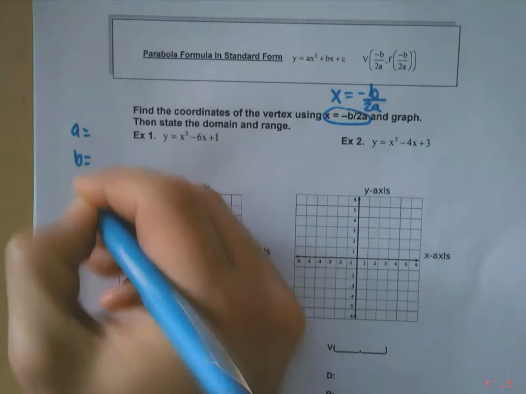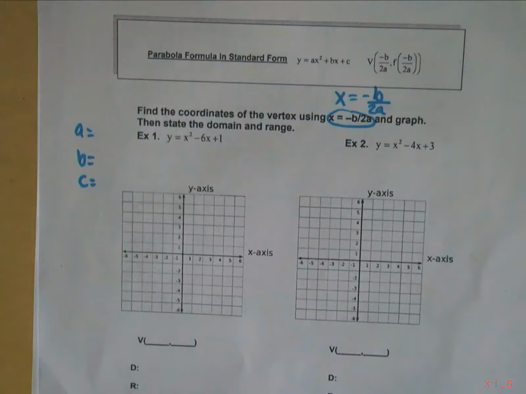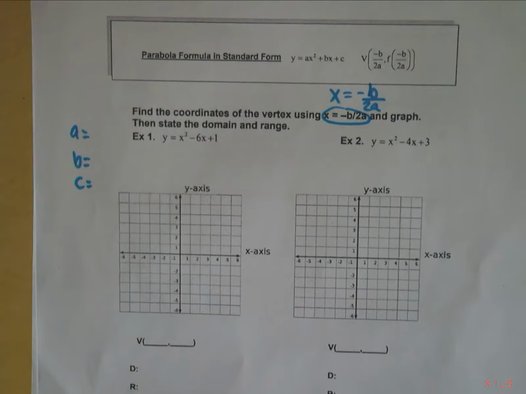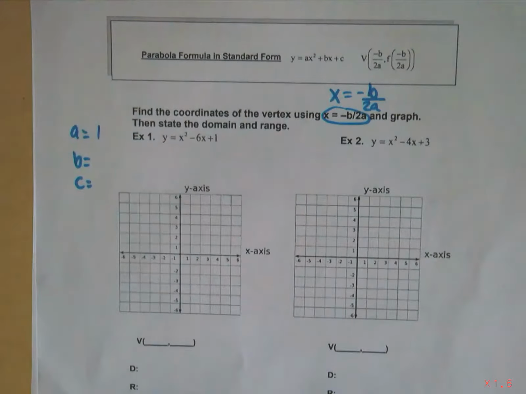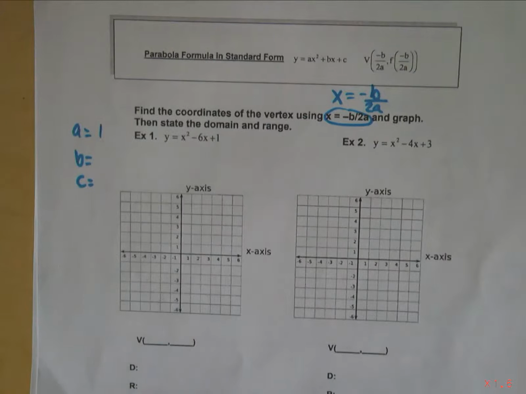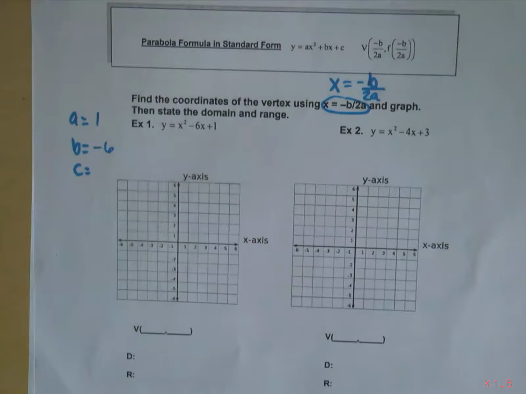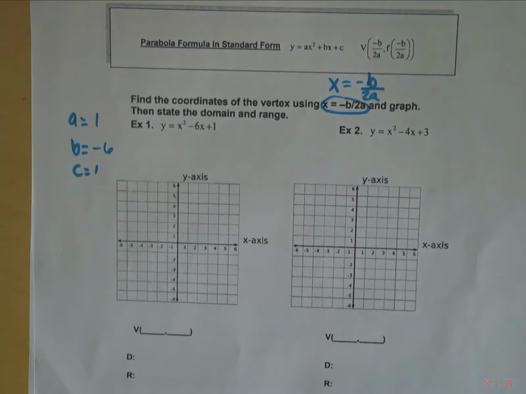a, b, and c. What's the a value? What's the number in front of x squared? What do you got here? Kai, what's the number in front of x squared? 1. There you go. Jasmine, what's the b value? What's the number in front of x? Close. Yep, negative 6. And then the c value, the one that's all by itself, is just 1. Don't really need that for the formula, but you'll see that that is your y-intercept.